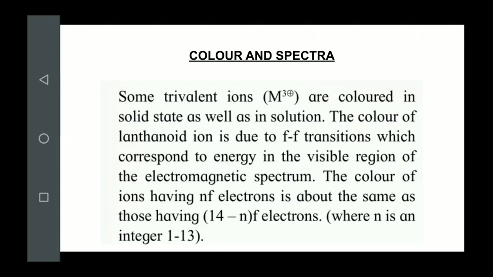What is meant by this now? Suppose there is a lanthanoid atom with nf electrons. Suppose in f orbital it has 2 electrons. So we'll say nf electrons. If f orbital contains n electrons, it will have a particular color X. And there is one atom in which if you subtract that 2 from 14, how many electrons will you have? 14 minus n, you will have 12 electrons. So if there is a lanthanoid with 12 electrons, that is 14 minus n, it will also have the color X. So n number of electrons as well as 14 minus n electrons will have almost the same color.